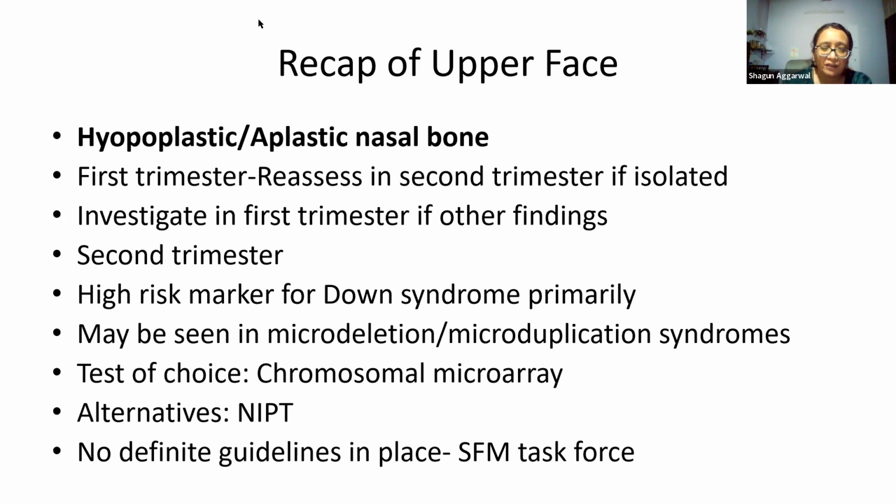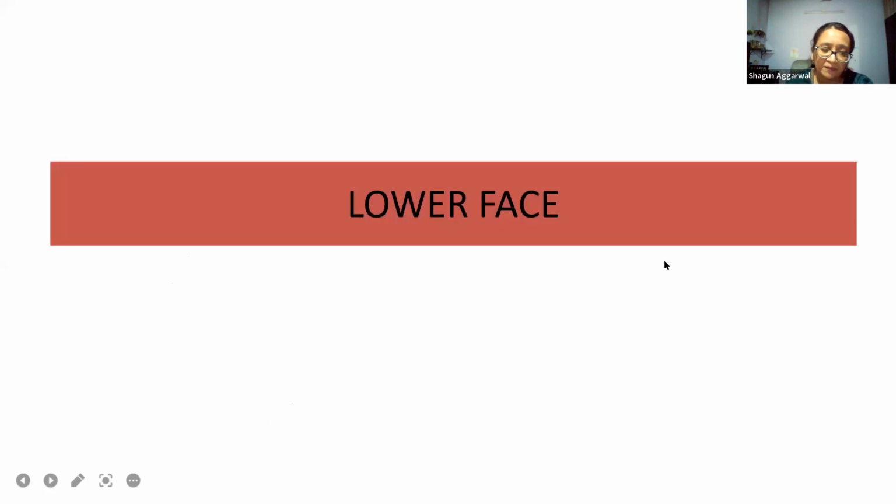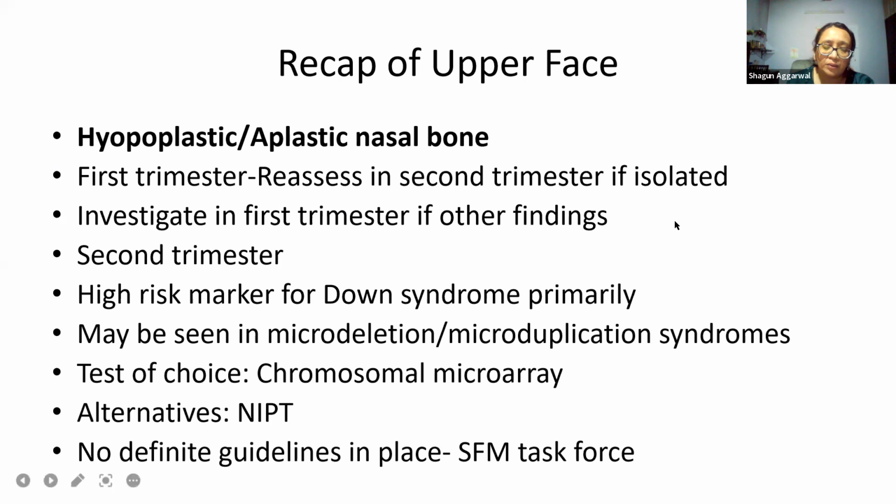But of course, we still don't really have clear-cut guidelines. Even the ACOG guideline does not clearly say whether we should do invasive testing or settle with NIPT. So last time Khurana sir had said that we should probably come up with Indian guidelines, and SFM is working towards this. Now today we are going to talk about the findings in the lower face.